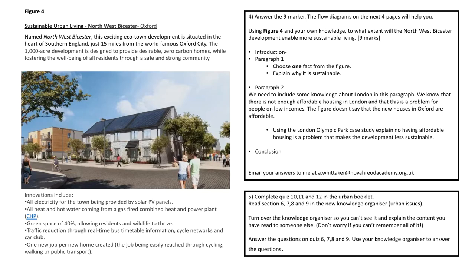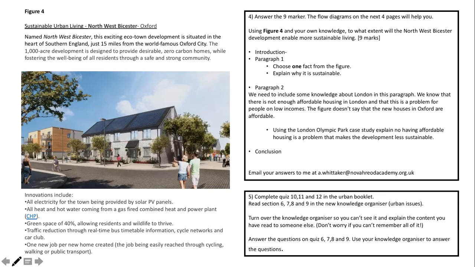Right. So our first task is to skim through the figure because we've got to use figure 4 as well as our own knowledge. Right, so what is it? Well, it's an eco-town development. Okay, so they're building a new town. They're trying to make it eco-friendly and sustainable. They're doing something to make it a strong, nice community to live in.